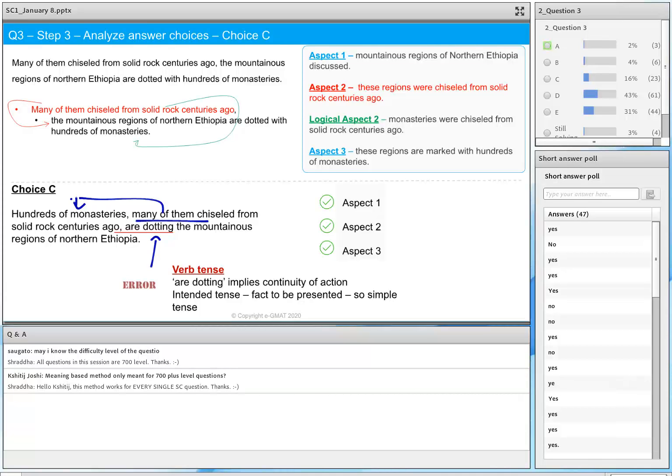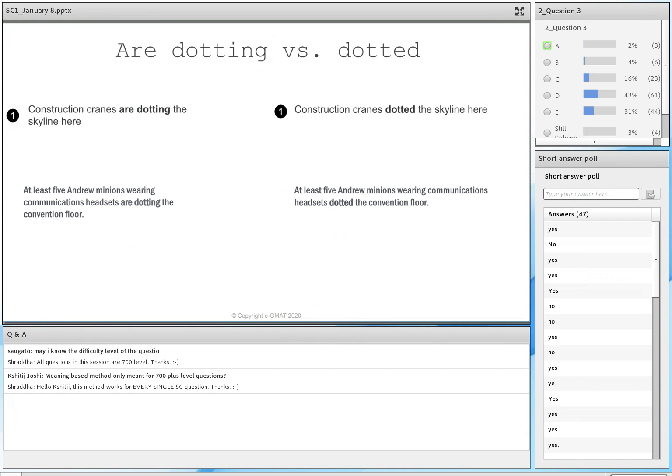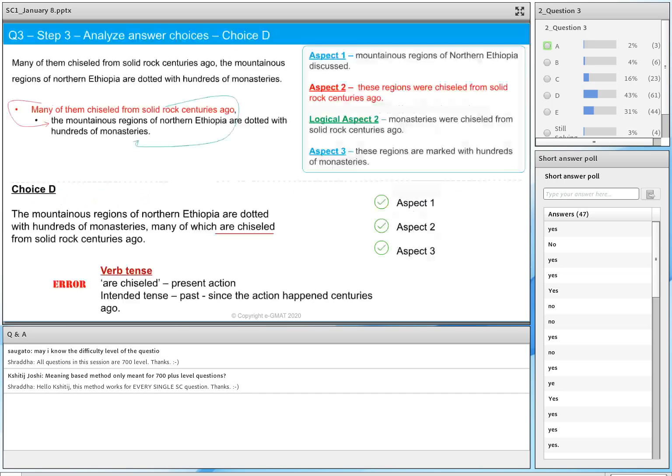So those who chose choice C, you should have taken a closer look and should have analyzed the use of this verb. Now, over here in the slides, I have a few examples that will help you understand the difference between "are dotting" and "dotted." So you'll get to understand.